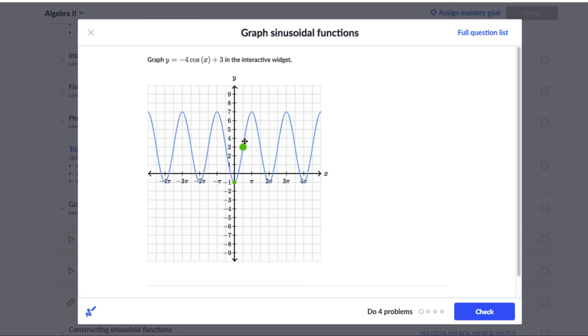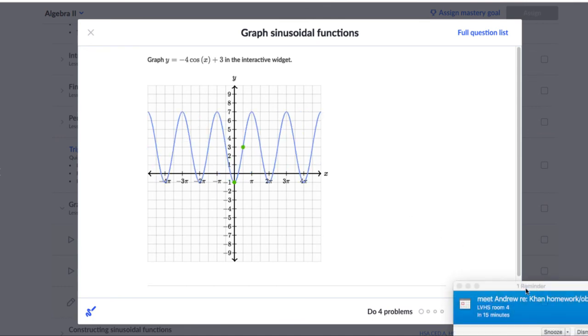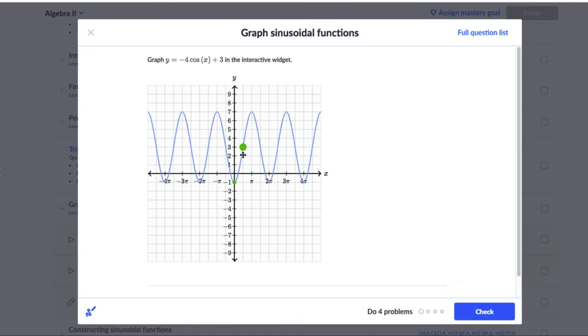Where should I drag this green point to go to pi over 2? Where is pi over 2? Oh, it's right there. Yeah, we already have it. It's right in between 0 and pi. There it is. That's our example. All right, go ahead and do your summaries.